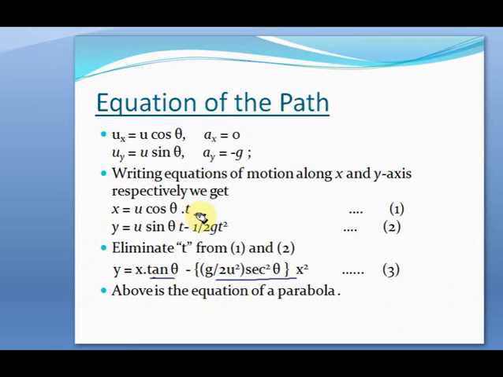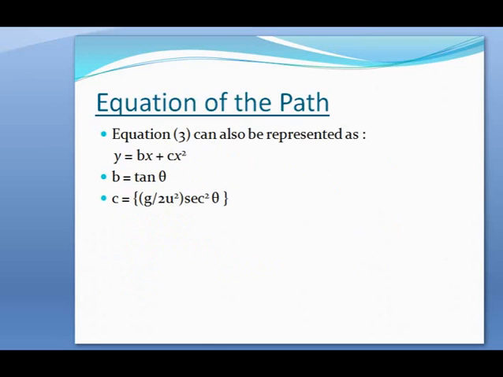So the path of the projectile is a parabola. We have denoted the equation of the path as equation 3. Now equation 3 can also be represented as y is equal to bx plus cx square, where b is equal to tan theta and c is equal to g by 2u square sec square theta. So this is another way of representing the equation of the path of a projectile.